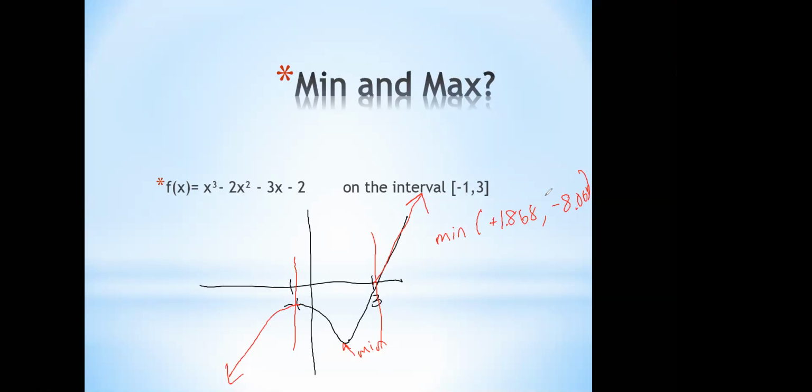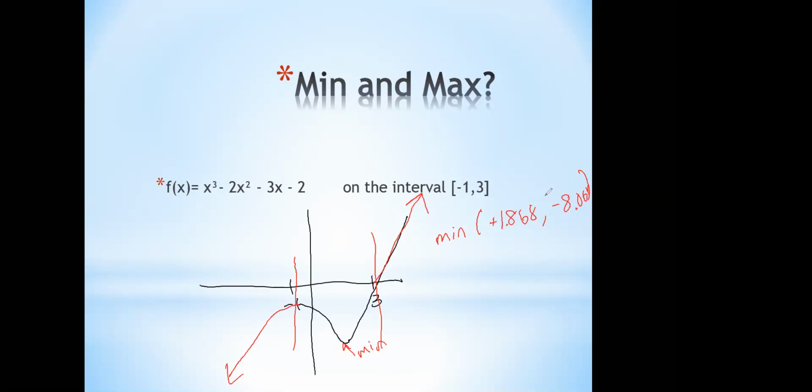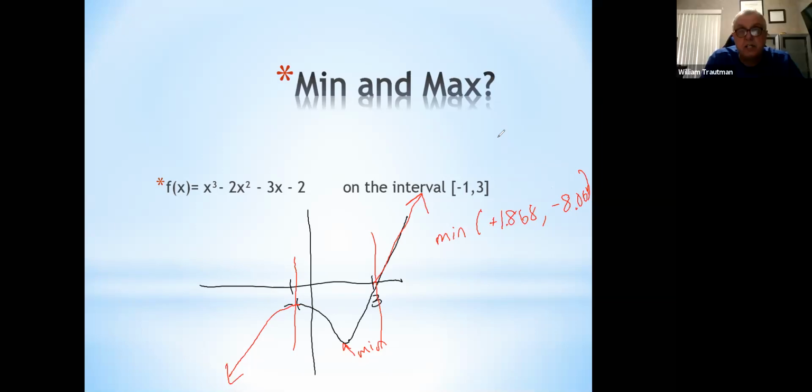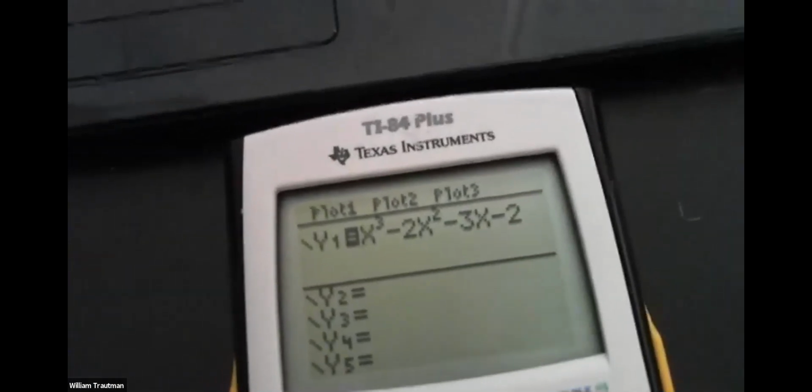What button did you press on the calculator to find the minimum? Okay. You have to hit second trace. Second trace. Okay. I'm going to do it again on my calculator. If anybody else got something different, let me know. Let me pull up my other camera again. So this is the function. Hopefully I typed it in correctly.